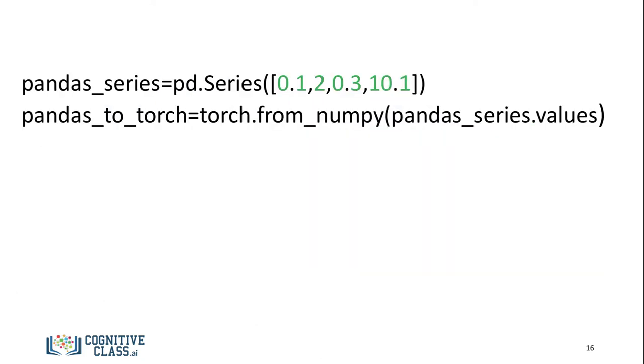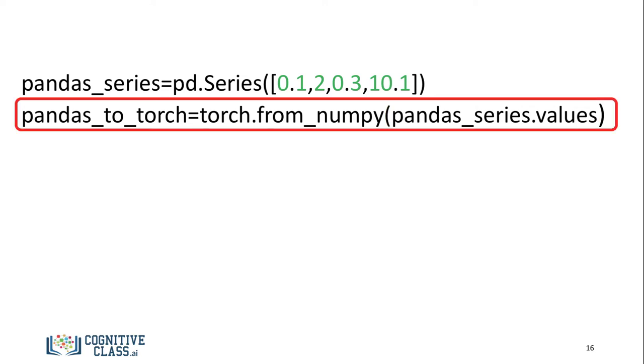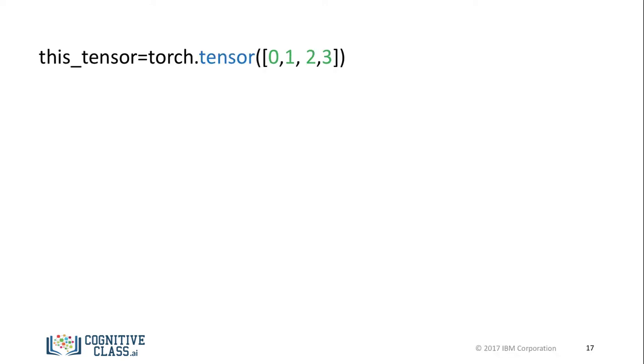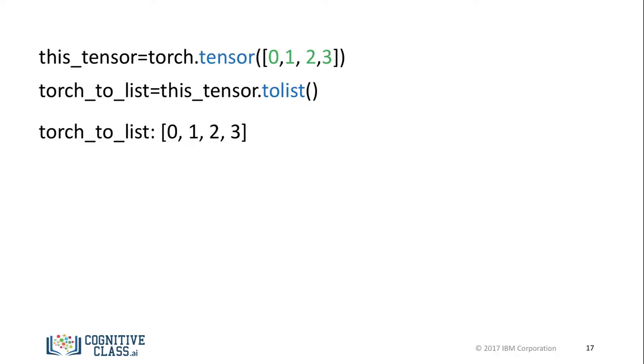We can convert a pandas series to a torch tensor in a similar manner. We simply use the attribute values to convert the series to a NumPy array. We then use the function from_numpy to convert it to a torch tensor. We can use the method tolist to return a list from a torch tensor.